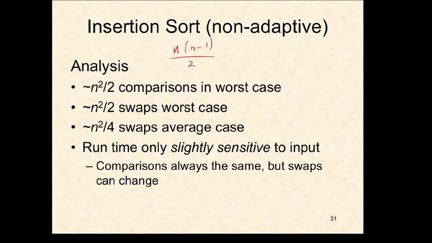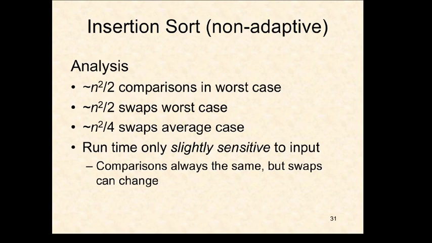Oh, wait a minute. Let's erase that. That may not be right, because we do compare things that have already been compared. It's still n squared, it might not be that number. So it's about n squared over 2 comparisons in the worst case, and that same number of swaps in the worst case. However, the number of swaps in the average case gets a little bit better.